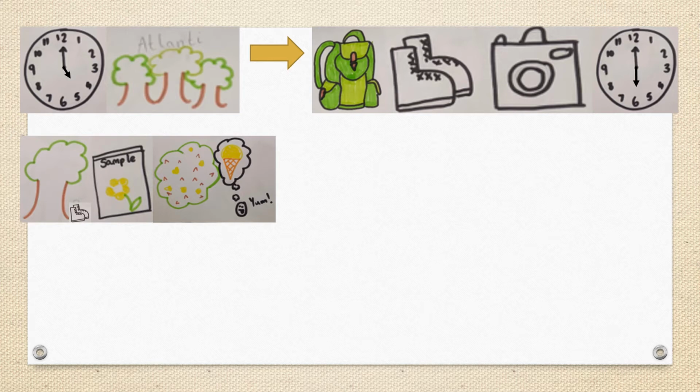I'm not an artist, okay guys? I'm sure yours are going to be much better than mine. So I've got my thorny bush, and I've put in a thought bubble next to it and a picture of an ice cream, because in my log I've written that the little yellow flowers smell like ice cream.